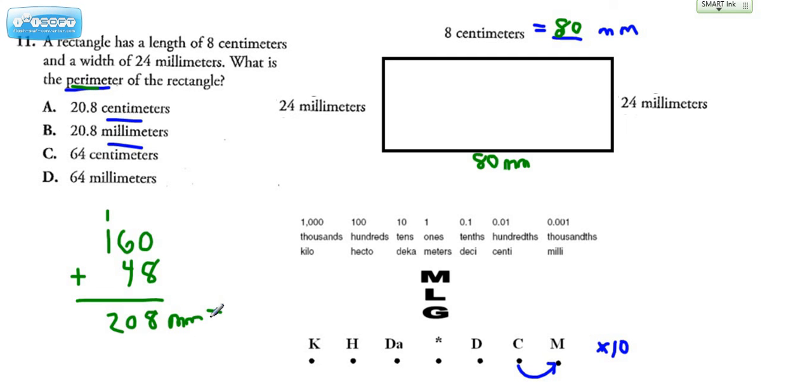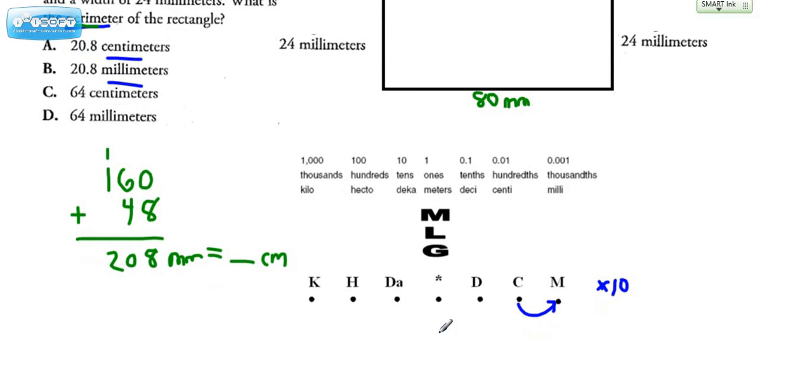So what if we were to convert this to centimeters? 208 millimeters, how many centimeters is that? If we use our King Henry's chart, we're going from millimeters to centimeters, so that's moving the decimal 1 to the left. 1 to the left, so that means the decimal would go here, and let's see if that's a choice. Is 20 and 8/10 a choice in centimeters? And if it is, then you're going to go ahead and pick that.